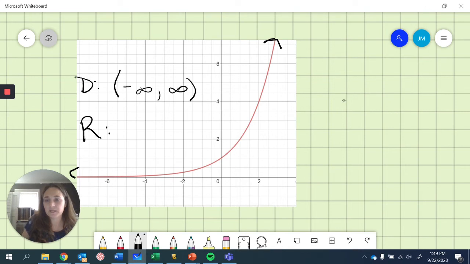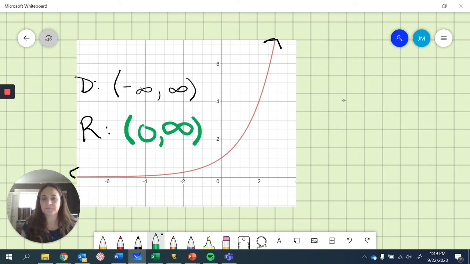The range, the y value, like I just said, we're never actually going to touch 0. We're going to get very, very close to 0. So I'm going to use a parenthesis to say we don't ever actually touch 0, but we get really close to it. And our y values are going to get very large. So there is our range for exponential.